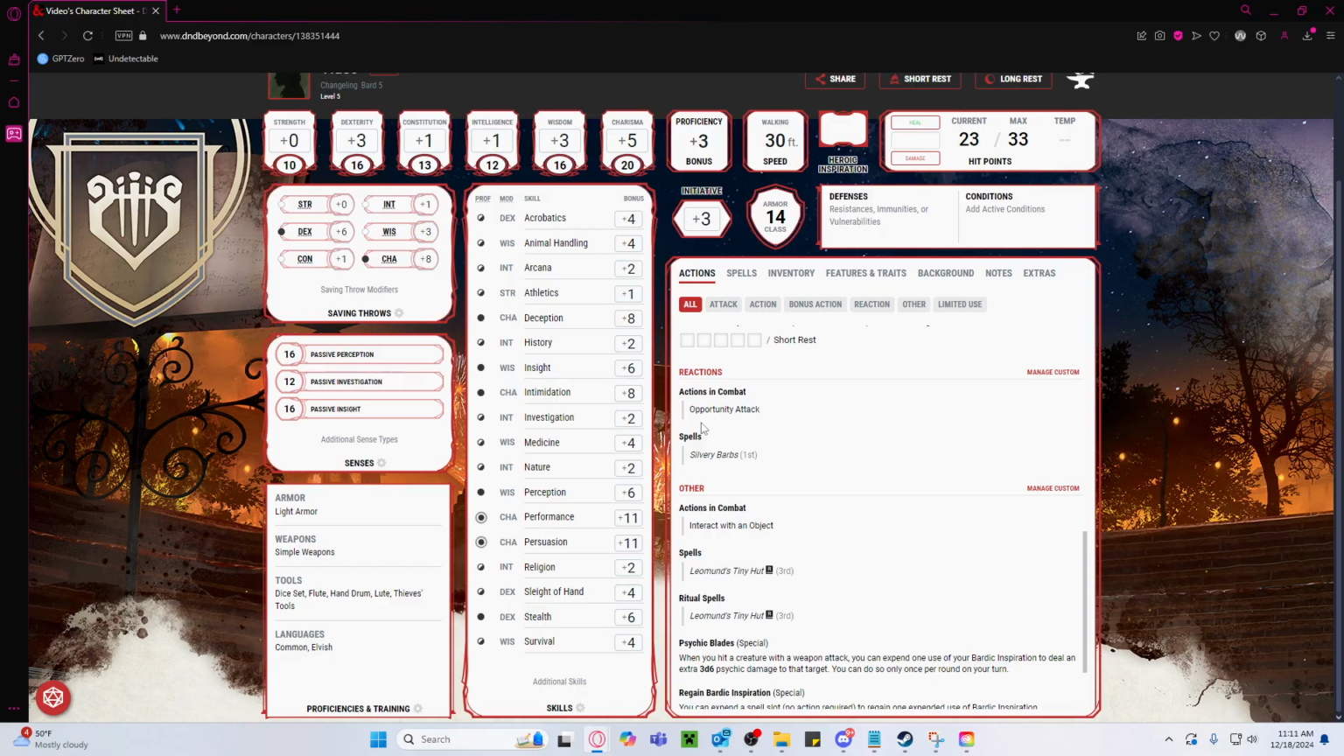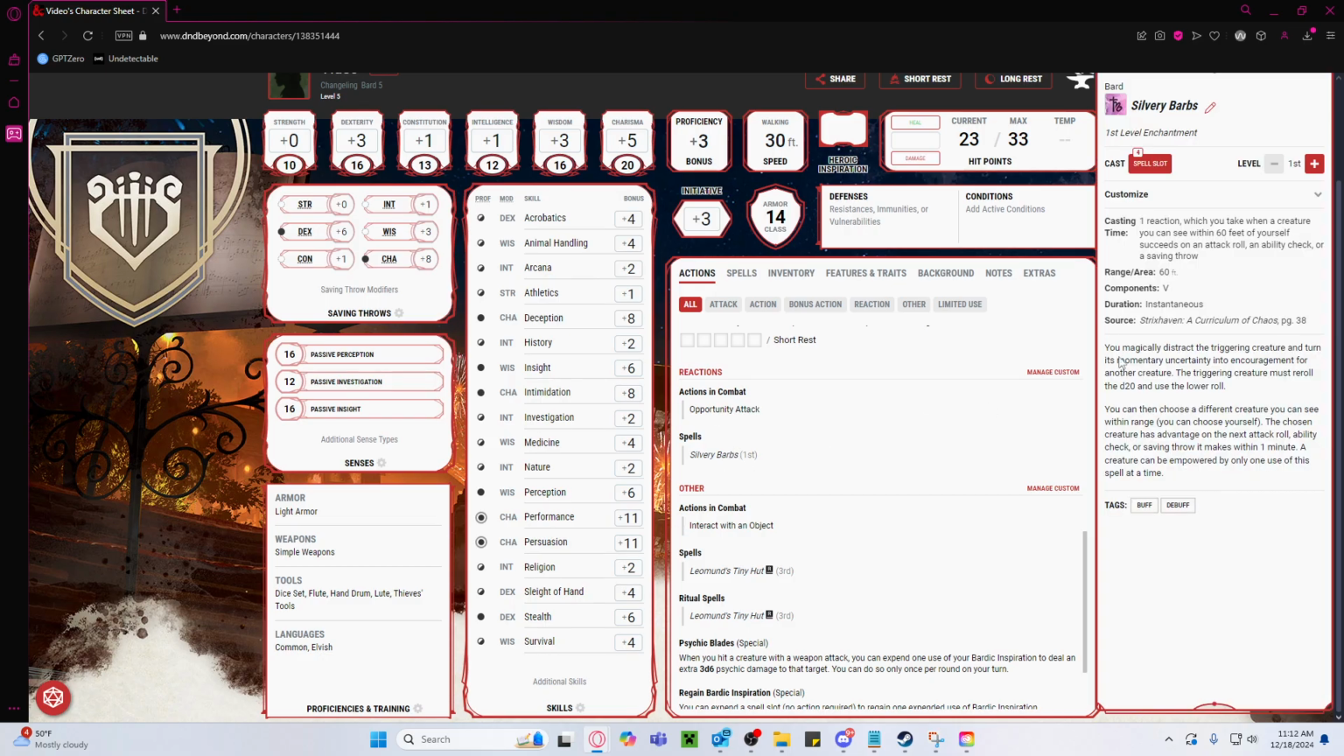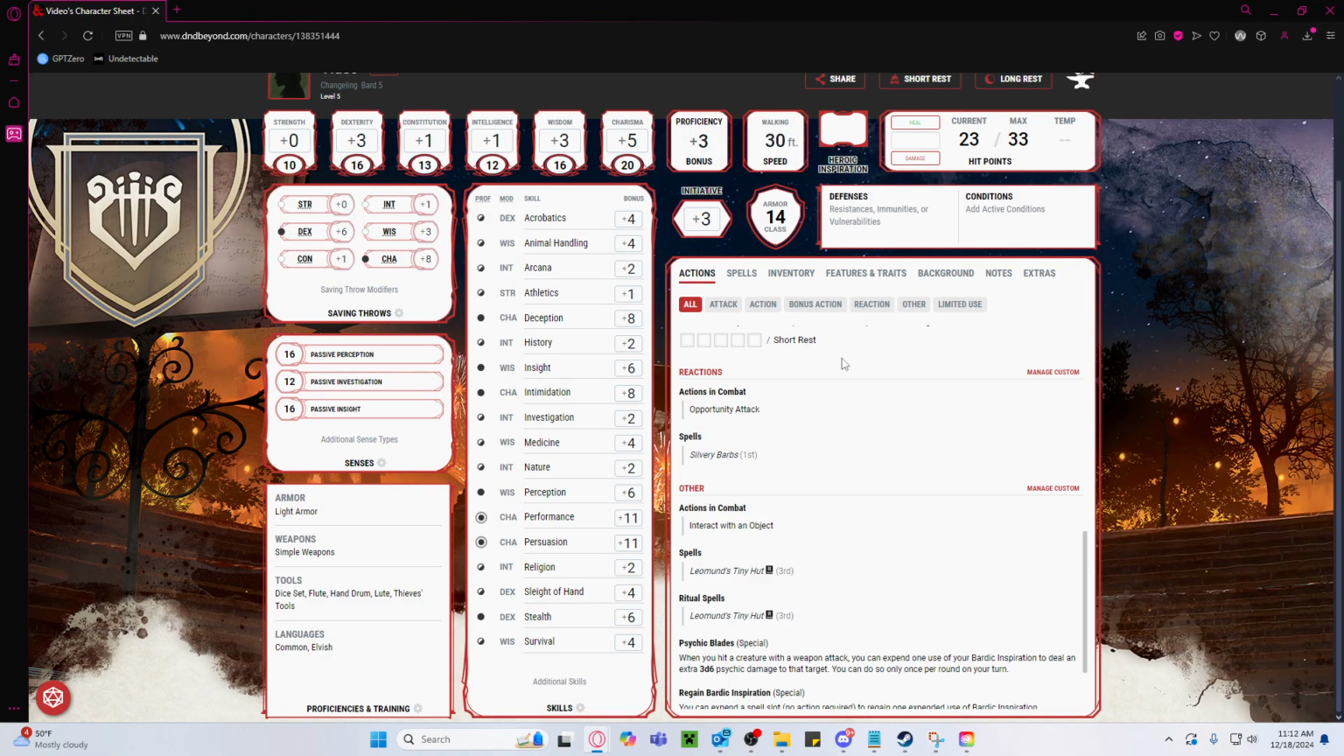So I could use an action to do an opportunity attack. So if someone doesn't disengage from combat with me, then I can get a hit in on them as they move away. Or I can cast Silvery Barbs, which once again you can just click on it and see what it does. You only have one of these though per round.